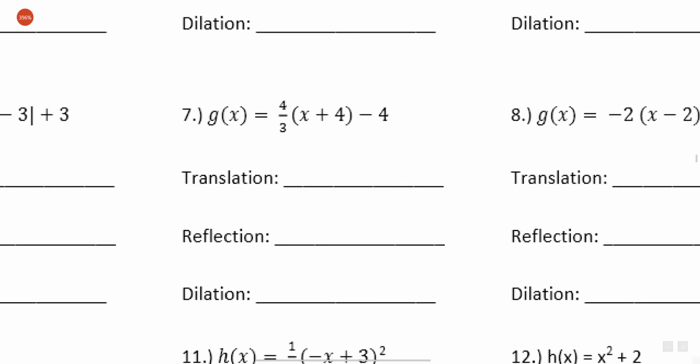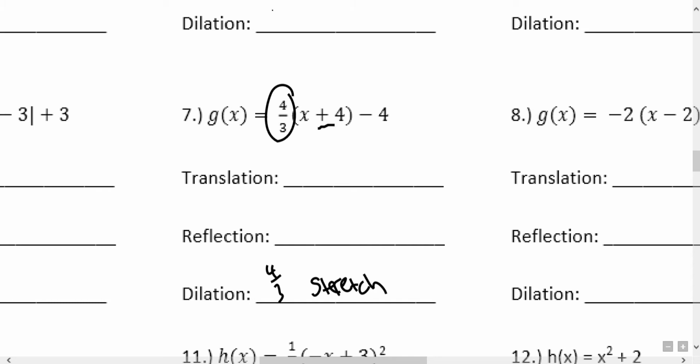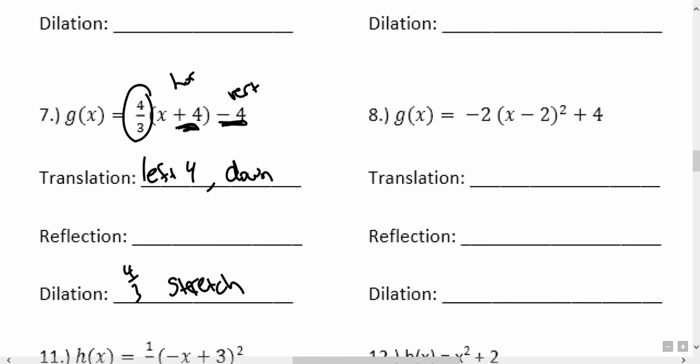So let's look here at number 7. We're multiplying outside the function. Outside the function means it's a dilation. Multiplying means a dilation. 4/3 is bigger than 1, so it is a stretch. This +4 inside means it's horizontal. Since it's plus, we have to think about it backwards. It's actually moving to the left 4. And then this -4 outside means it's vertical. Outside is vertical. And subtracting means we're going down 4.